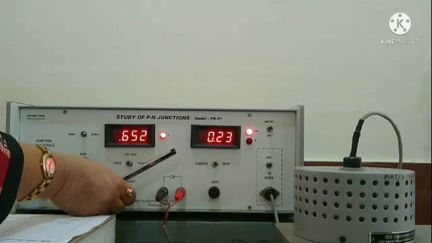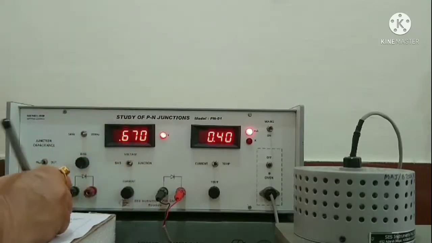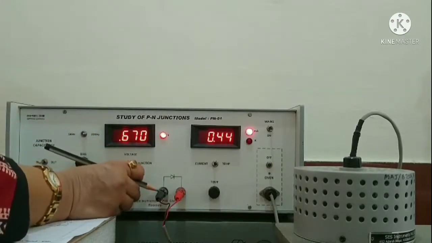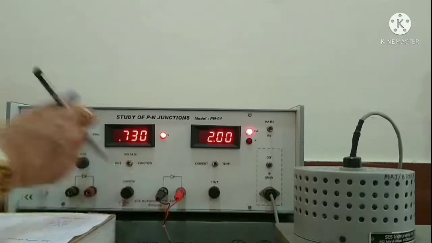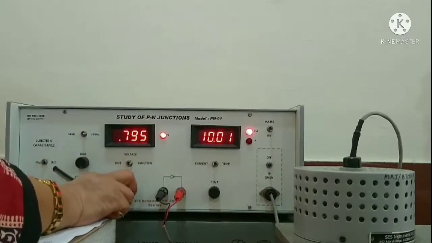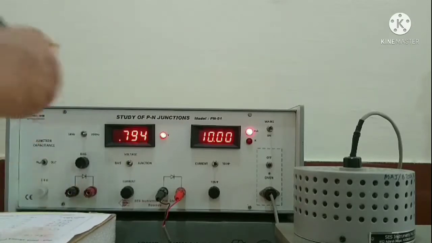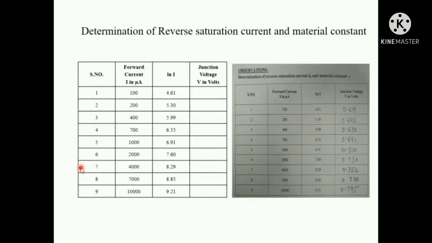This process continues. We keep on taking the readings for changing the forward bias current and noting down the junction voltage, say up to 10,000 microamperes or 10 milliamperes. We note down the readings and observe that as we go on increasing the forward current, the junction voltage keeps on increasing. So we take the readings up to 10,000 microamperes or 10 milliamperes.